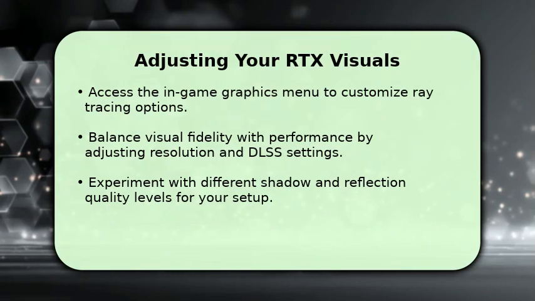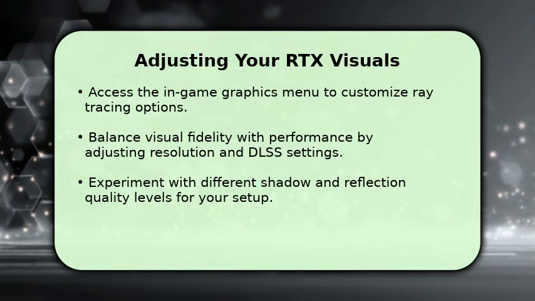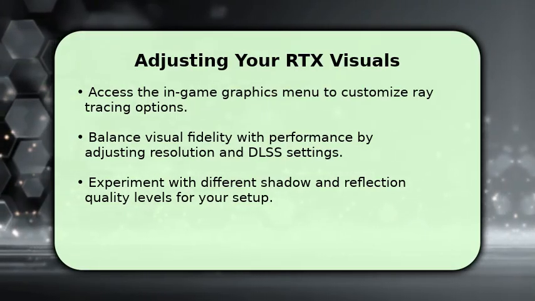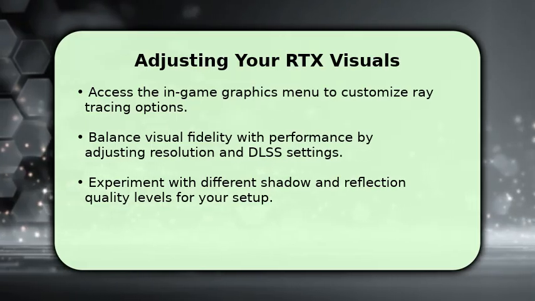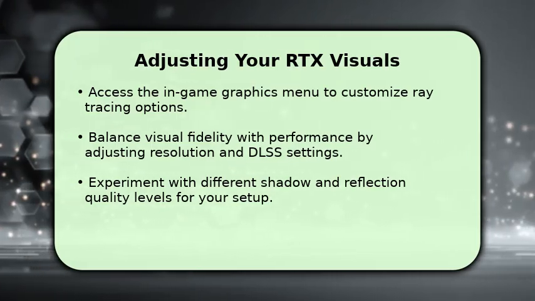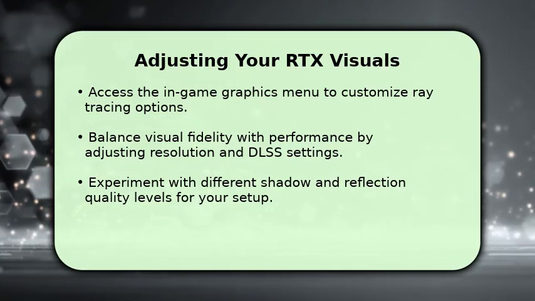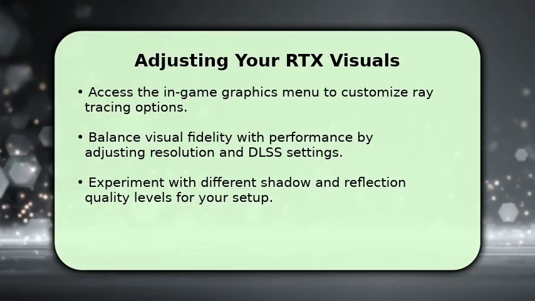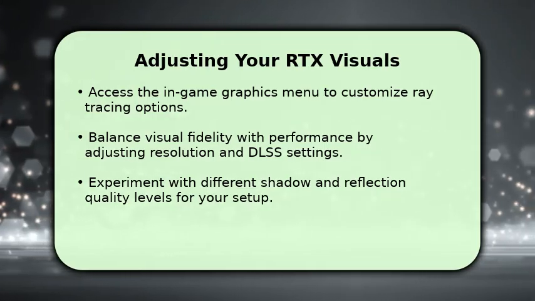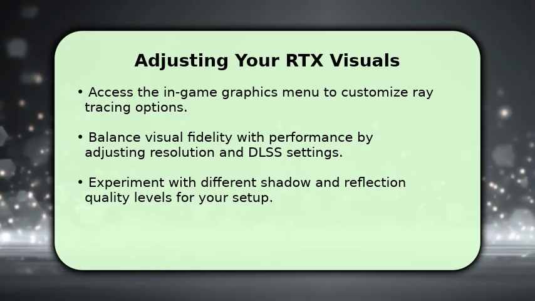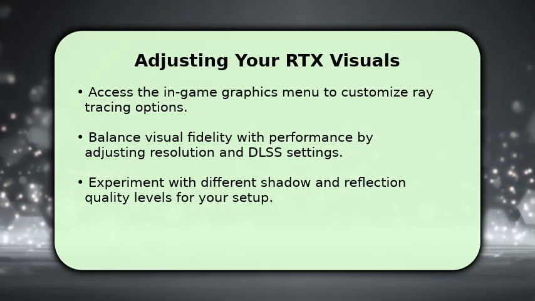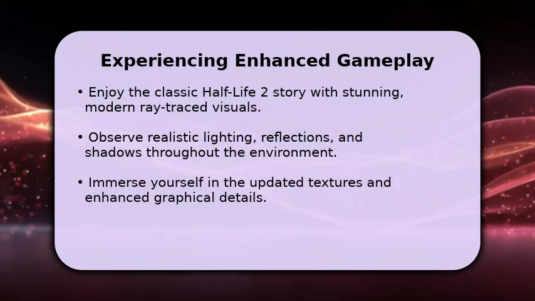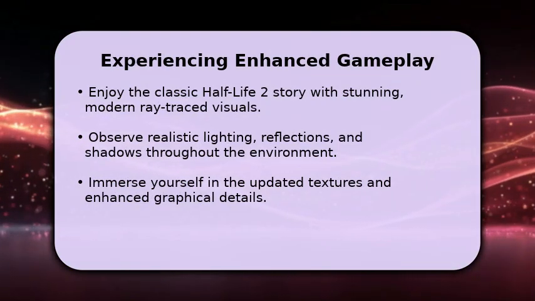Once you are in the game, navigate to the Graphics Settings menu. Here, you will find specific options for ray tracing, allowing you to fine-tune the visual experience. Consider enabling NVIDIA DLSS technology if your card supports it, as this can significantly boost frame rates while maintaining image quality. Adjusting resolution and individual quality settings for shadows and reflections will help you find the perfect balance for your specific hardware. With everything set up, prepare to revisit City 17 and beyond like never before.